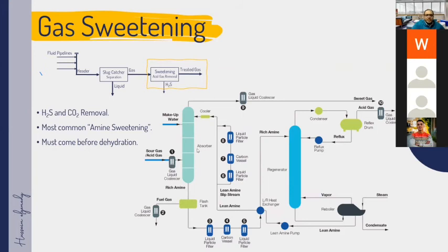Because in the sweetening process, we are already using water. The amine solution is not 100% amine. It already consists of water, and there is also makeup water. So we are putting water into the gas. So we cannot do the dehydration before the sweetening, removing the water and then re-adding water again. So the proper sorting of the operation must be sweetening and after that dehydration, because water is being inserted in the sweetening process. Okay.